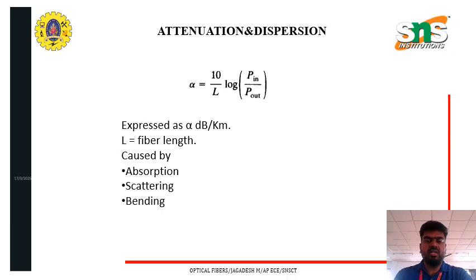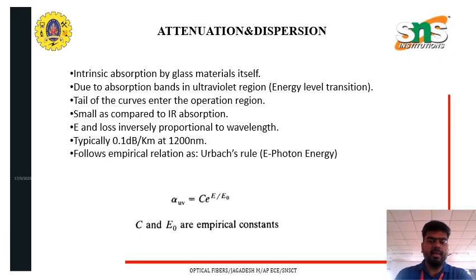Attenuation: alpha equal to 10 by L log P in by P out. So it is expressed in dB per kilometer, where L equals fiber length, caused by absorption, scattering, and bending. Intrinsic absorption by the glass material itself is due to the absorption band in the ultraviolet region, energy level transition, tail of the curves enter the operation region, small as compared to IR absorption. The loss is inversely proportional to wavelength, typically 0.1 dB per kilometer at 1200 nanometer.